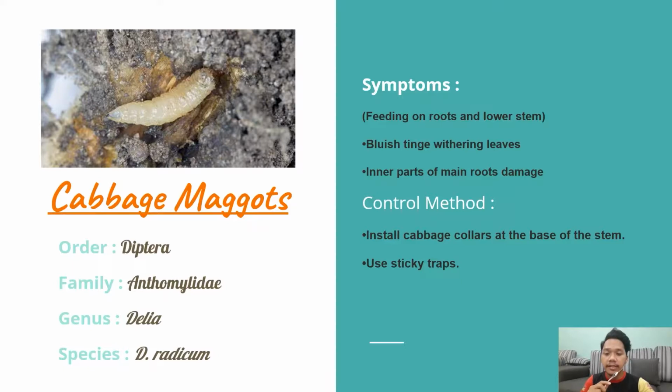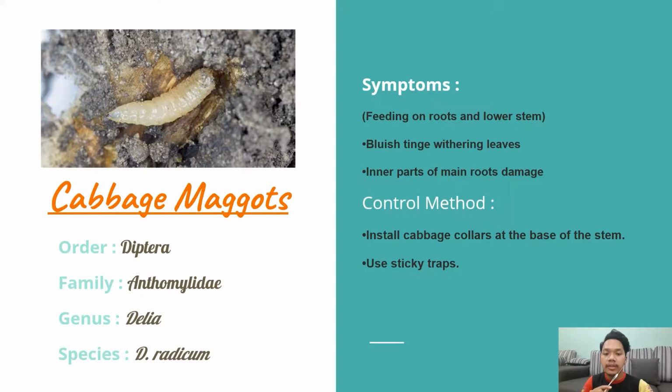And for the next slide is cabbage maggots. Cabbage maggot is in order of Diptera and in a family of Anthomyiidae. Its genus is Delia, while its species is Delia radicum. Its symptoms is it's feeding on roots and lower stem. It show bluish tinge and withering leaf and inner parts of main root damage.